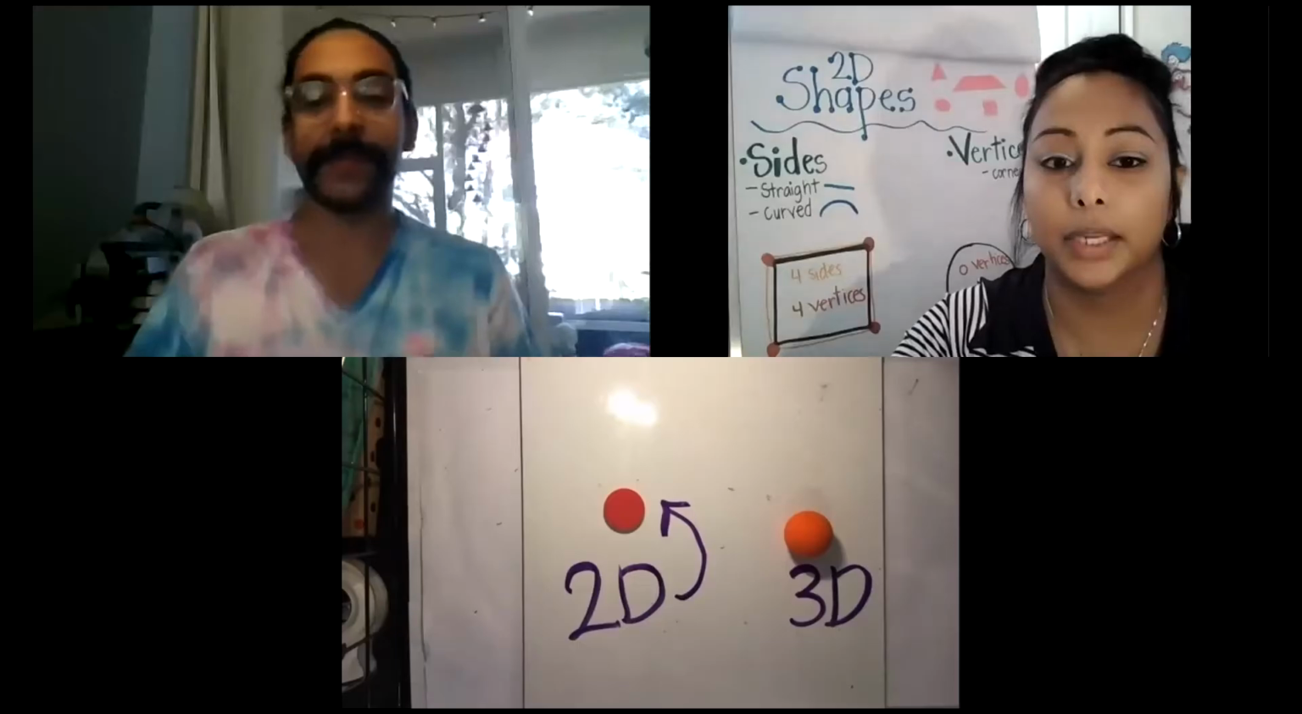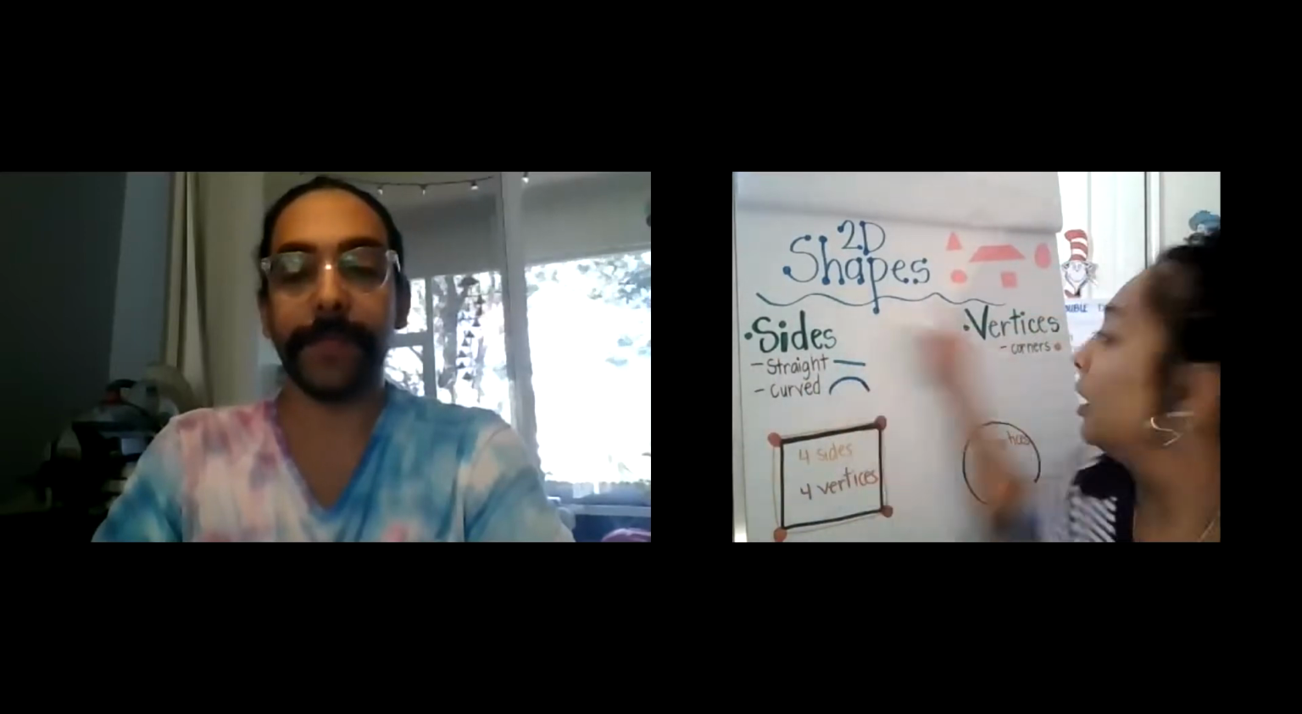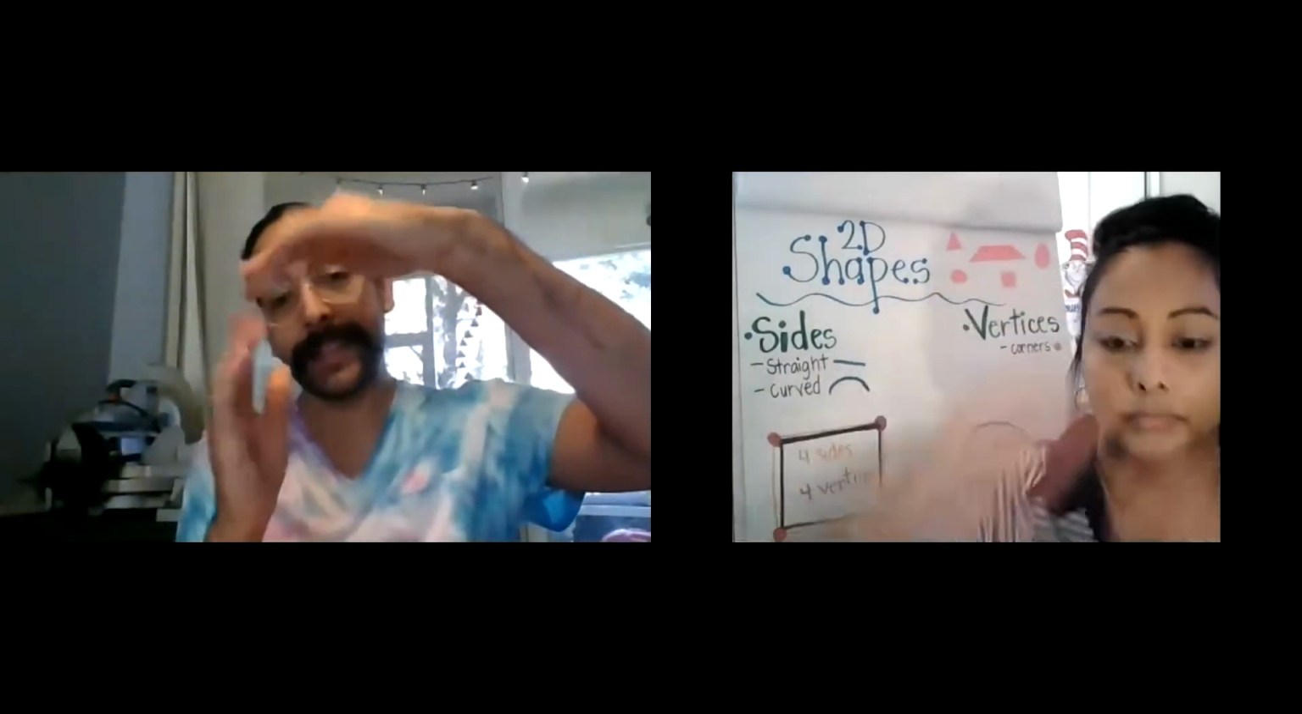So, see if we can get this over here. So now, remember, our sides can be straight or curved. Vertices are like the corners. Recuerden de que los lados pueden ser derecho o curvado y las vértices son como las esquinas. Okay. So I'm going to share my screen with you.